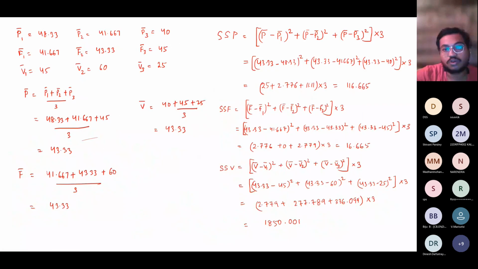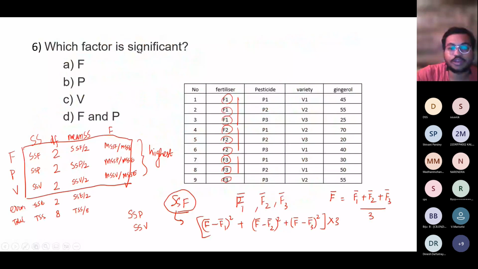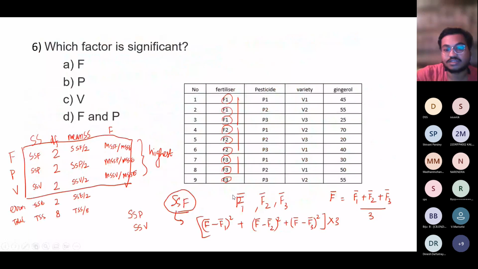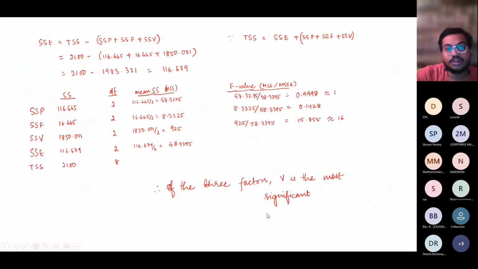We know that the total sum of squares is the sum of square of error plus the sum of squares of all the main effects, that is pesticides, fertilizers, and varieties. So we can rearrange this equation to get the sum of squares of errors: total sum of squares minus the sum of squares of all the effects. We had the total sum of squares from here, which is 2100. We add up the sum of squares of pesticides, fertilizers, and varieties and subtract it from 2100. So we get the sum of squares of errors as 116.679.